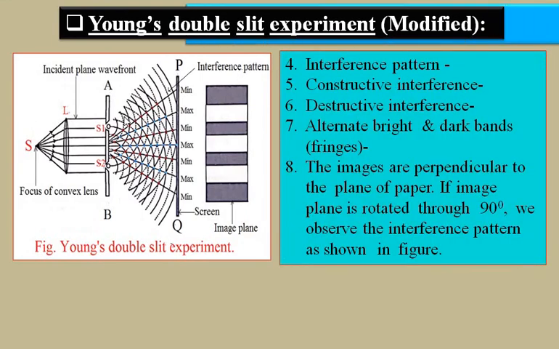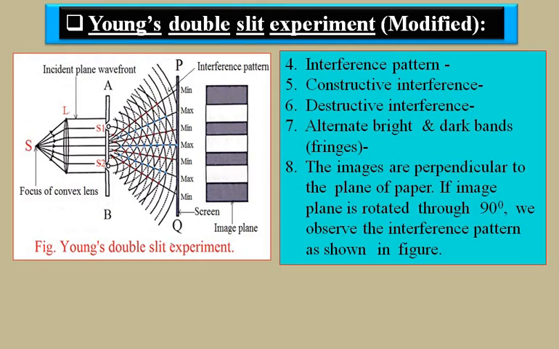The interference pattern is observed on the screen. In the original experiment we get the interference pattern, and in the modified experiment also we get the interference pattern. Interference consists of bright and dark points, that is, the points having the minimum intensity and maximum intensity. The minimum intensity gives the dark point and the maximum intensity gives the bright point. We have seen constructive interference and destructive interference in the last lecture.